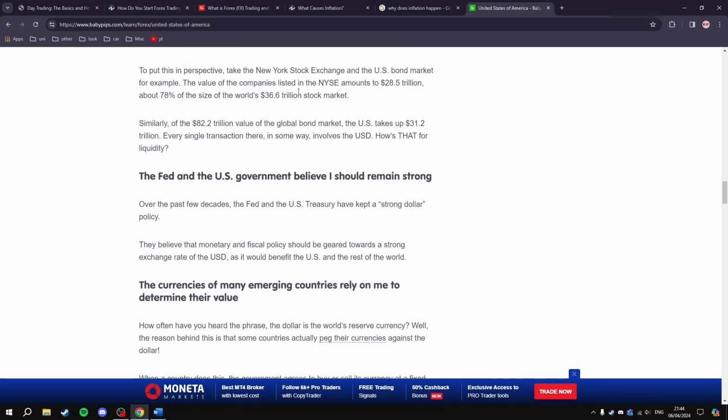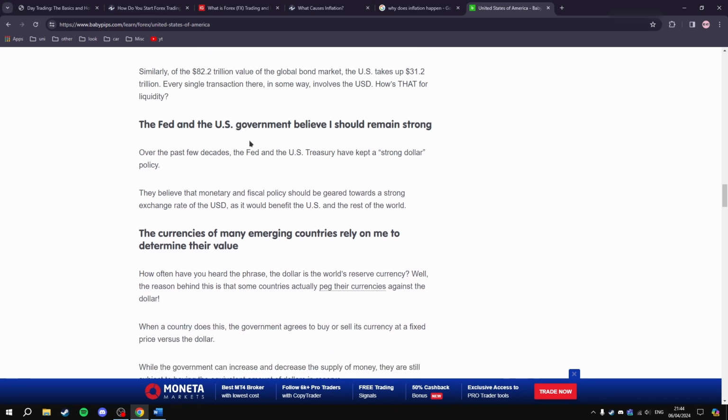To put this into perspective, take the New York Stock Exchange and the US bond market, for example. The value of the companies listed in the New York Stock Exchange amounts to $28.5 trillion, about 78% of the size of the world's $36.6 trillion stock market. Similarly, of the $82.2 trillion value of the global bond market, the US takes up $31.2 trillion. Every single transaction there in some way involves the USD. How's that for liquidity?